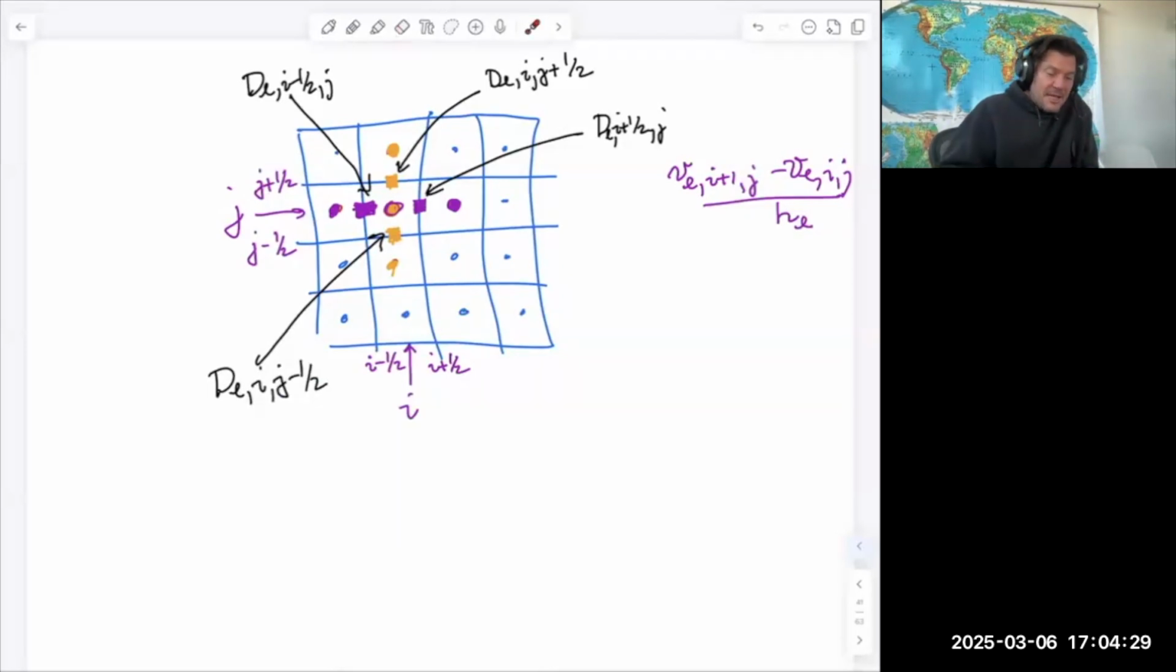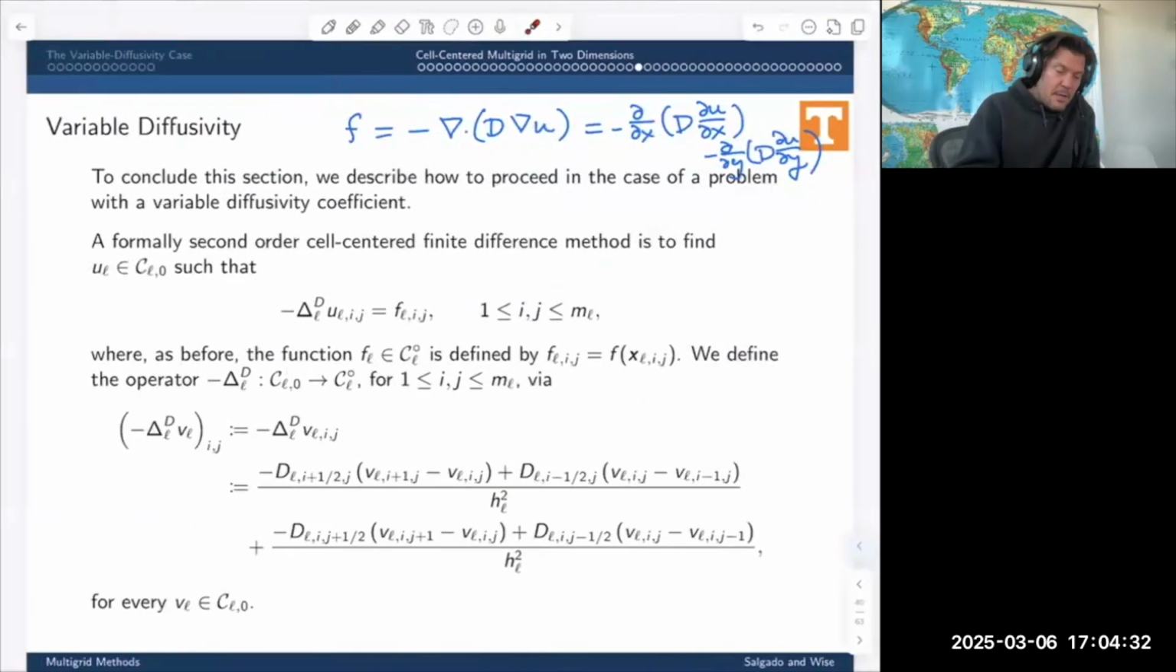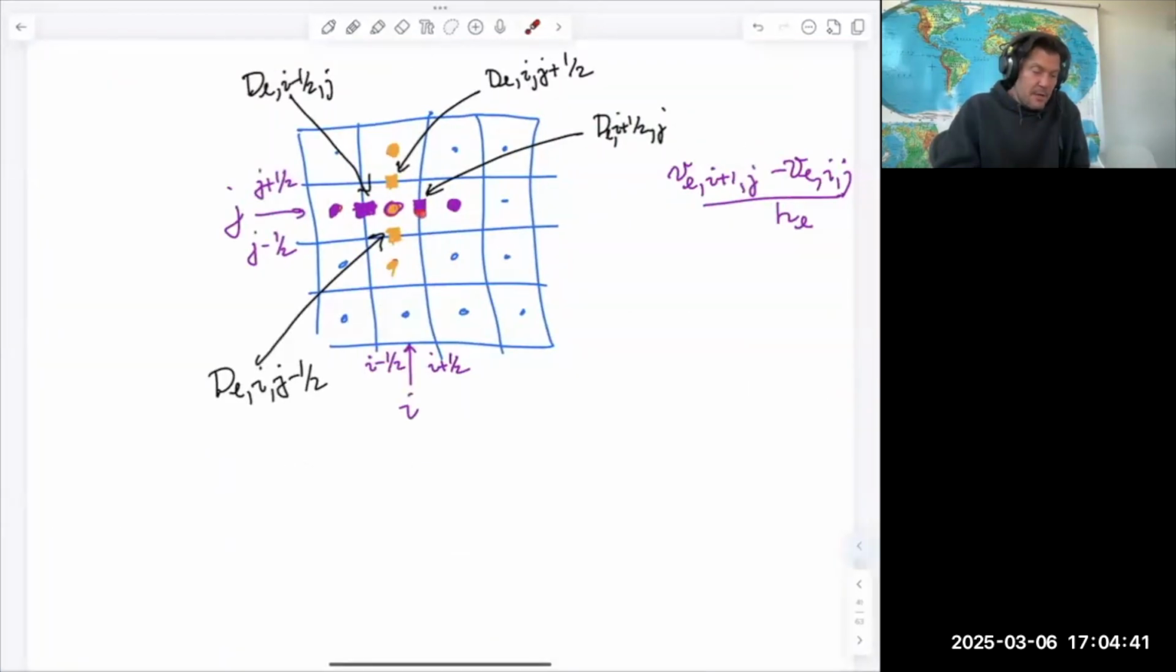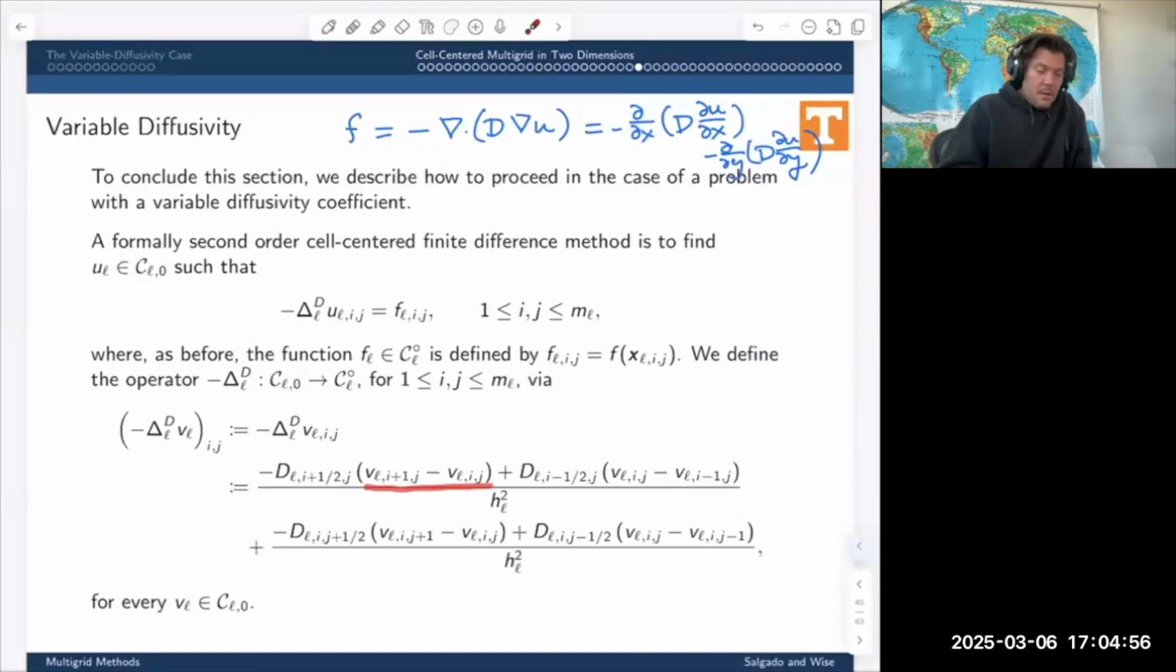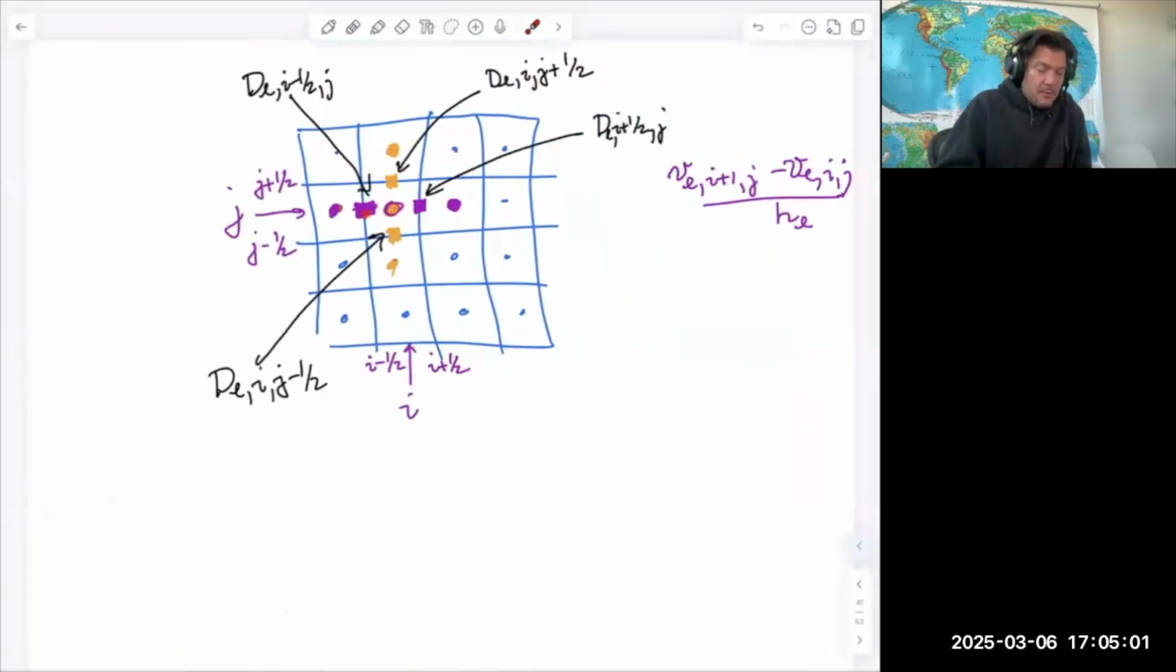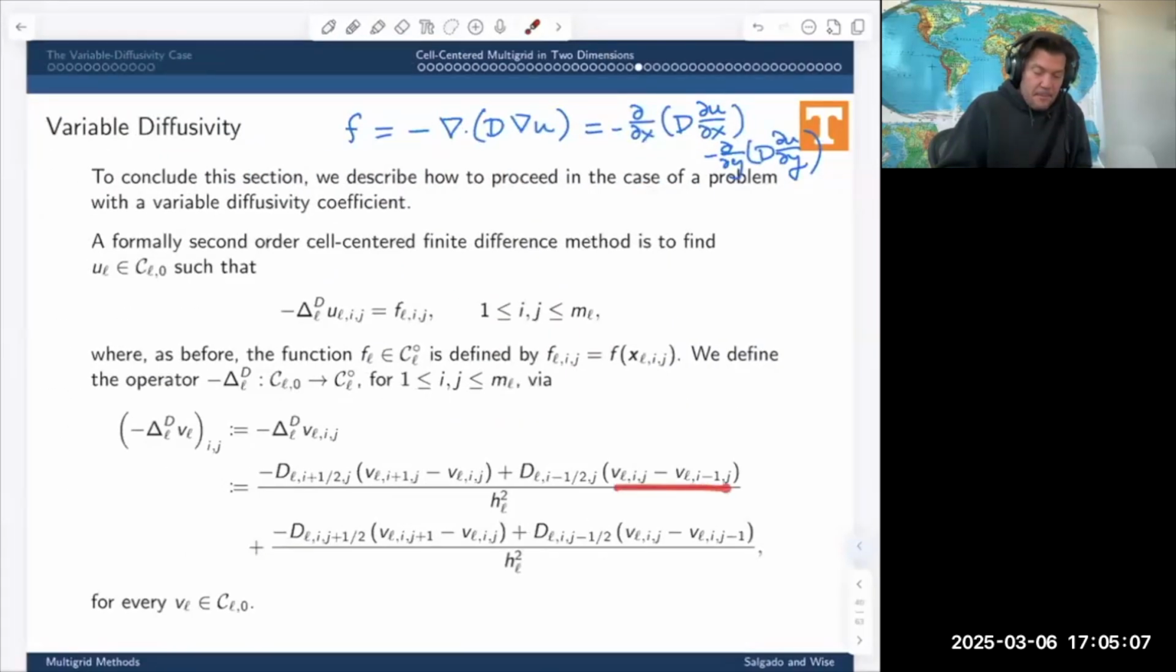So those are exactly the points that appear in my approximation. There's D_L, i plus a half, j. That's this guy right here. So all I'm doing is finding out what the diffusion coefficient is, not constant, but the diffusion coefficient, and I'm going to multiply it by the difference, which I just found there. That's that difference. Okay, I'm going to do the same thing for the difference at that point. I have to multiply that diffusion coefficient times the difference there. And then I take the difference of those things.